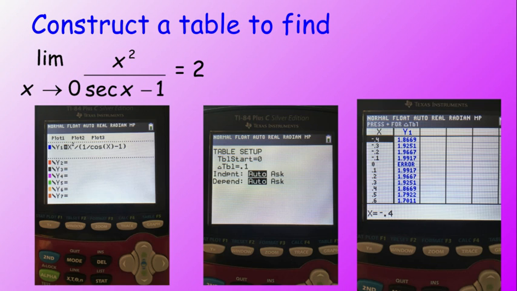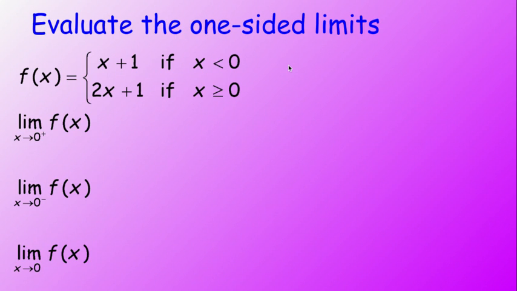Another type of function that is not always continuous, other than rational functions, is piecewise functions. And piecewise functions can also help us evaluate one-sided limits. So here's an example of a piecewise function where f of x equals x plus 1 when x is less than 0, and f of x equals 2x plus 1 when x is greater than or equal to 0.